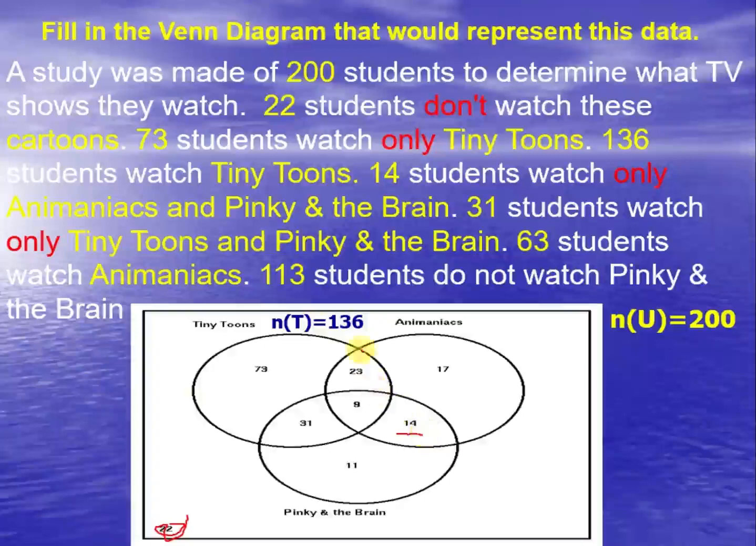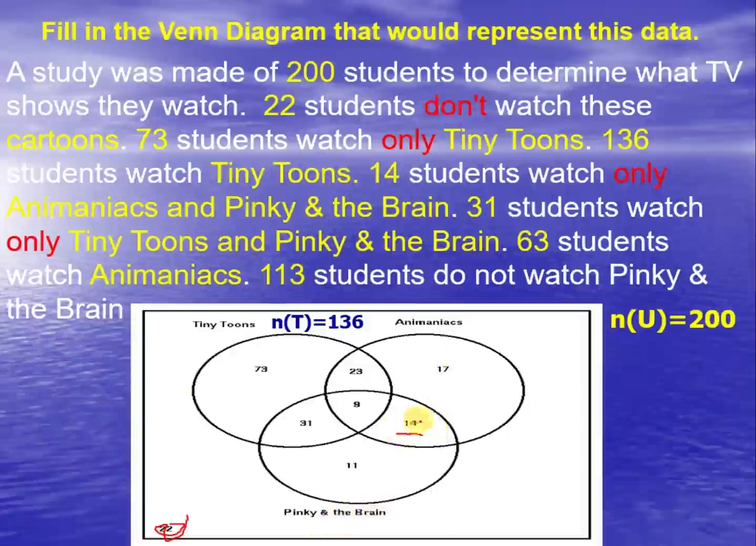They have not mentioned Tiny Toons. They said 14 students watch only Animaniacs and Pinky and the Brain. So Tiny Toons is not there. So just rule out this whole circle, and you realize that you have only this region. Now they are talking about the intersection of Animaniacs and Pinky and the Brain.